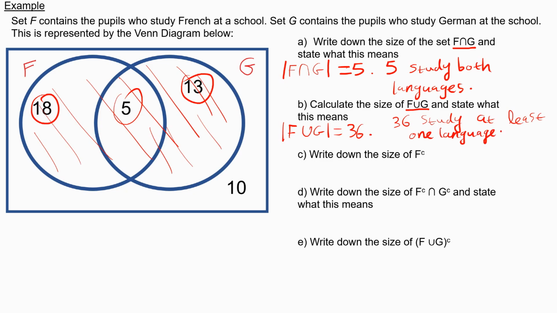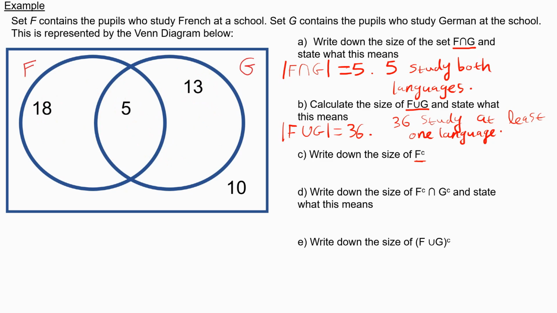C, write down the size of F complement. F complement means all of the people who do not study French. So that's going to be the 13 who only study German and the 10 who study neither language. So the size is 13 plus 10, which is 23. I haven't asked you what it means, but what it does mean is: how many people are there who do not study French? So that's going to be 23. And that was the size of F complement, wasn't it?